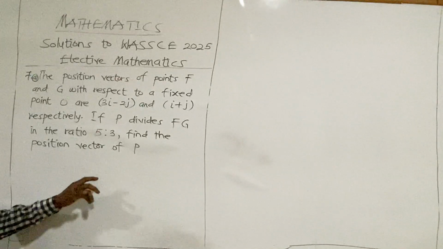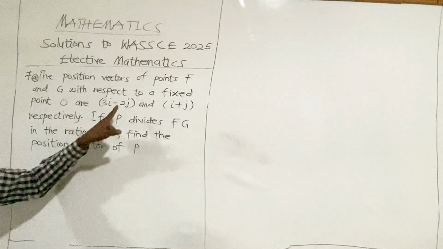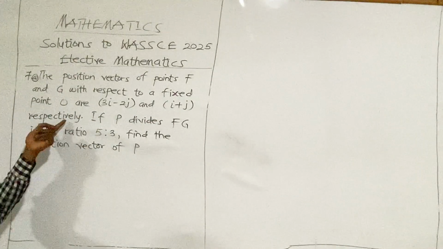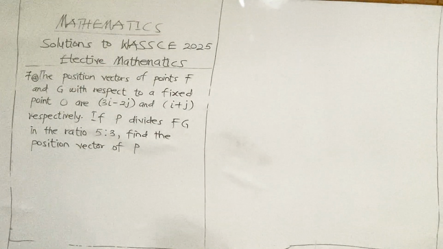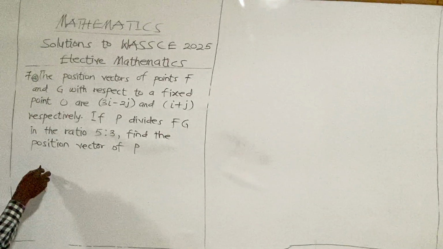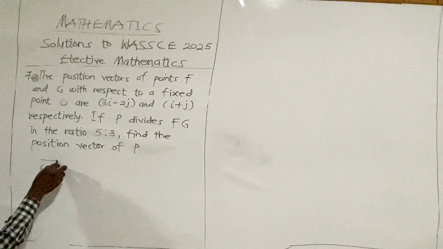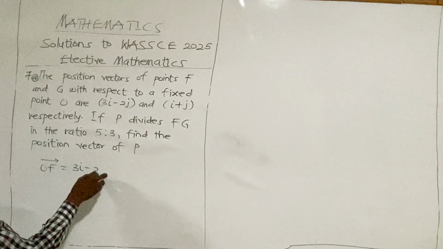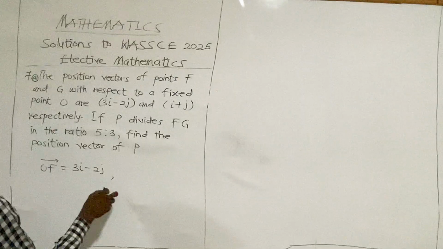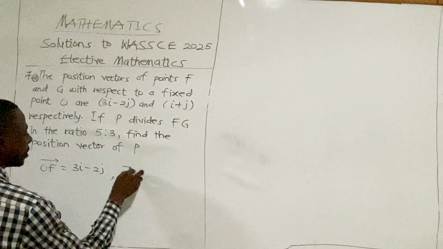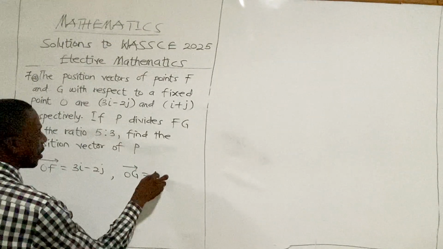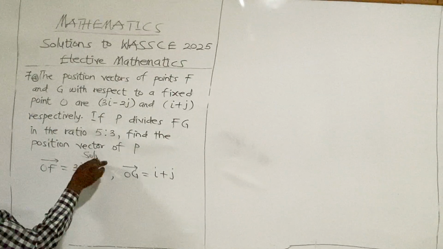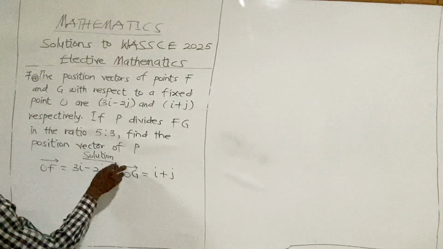So here, F is equal to this, J is equal to this, because the question said respectively. So it means that vector OF is equal to 3i minus 2j, and vector OJ is also equal to i plus j. So let me write the solution here.